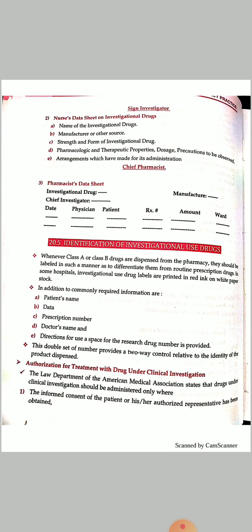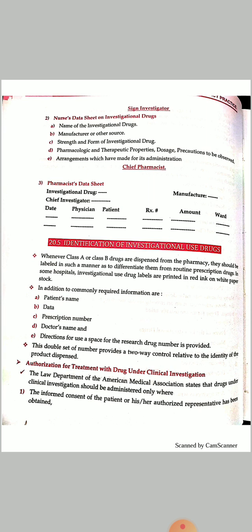For the nurses' data, we require the name of the investigational drug, manufacturer, strength, pharmacological and therapeutic dosage, and also the arrangements which have been made for its administration. Next is the pharmacist data sheet, which includes the investigational drug, manufacturer name, chief investigator, the date, physician name, patient name, what are the medicines, what is the amount, and at what ward.